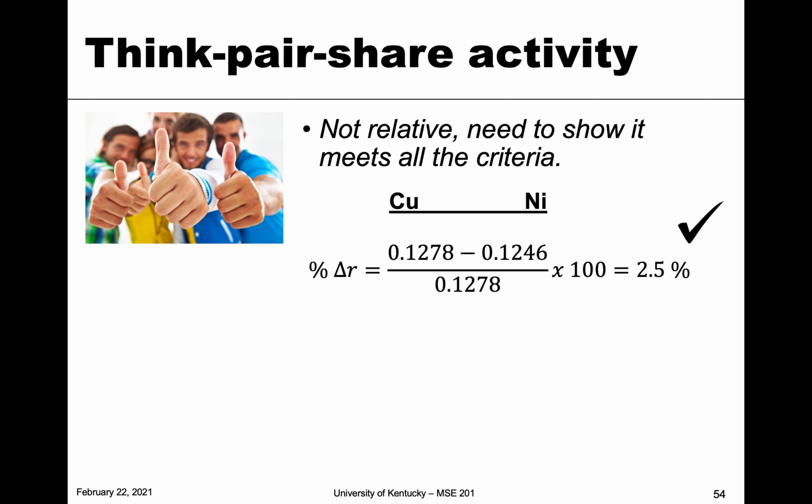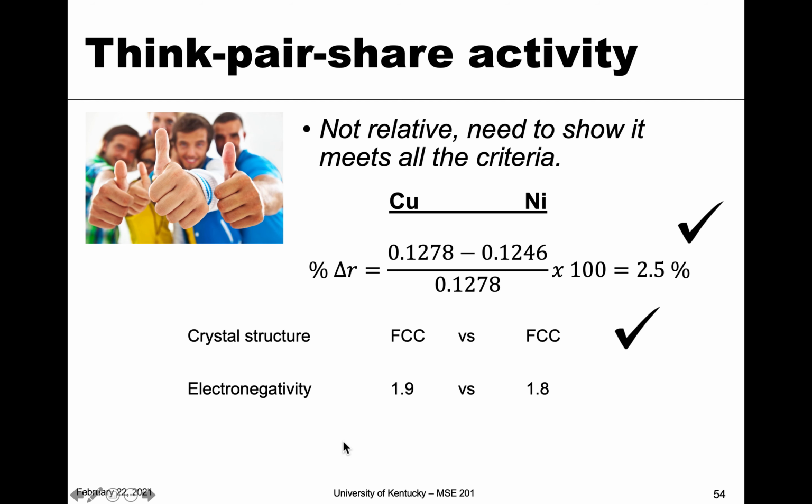So now let's look at structure. Both copper and nickel have the FCC structure, so they have the same structure, and so they meet that requirement. The next one is about similarity in electronegativity, or similarity in position on the periodic table. You'll notice that copper and nickel are right next to each other on the periodic table. And if you put that in terms of electronegativity, that's 1.9 for copper, 1.8 for nickel.